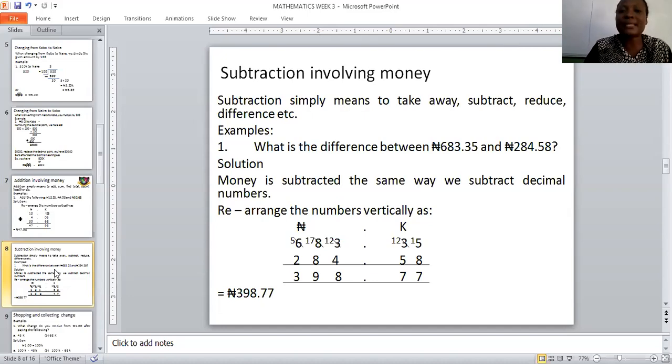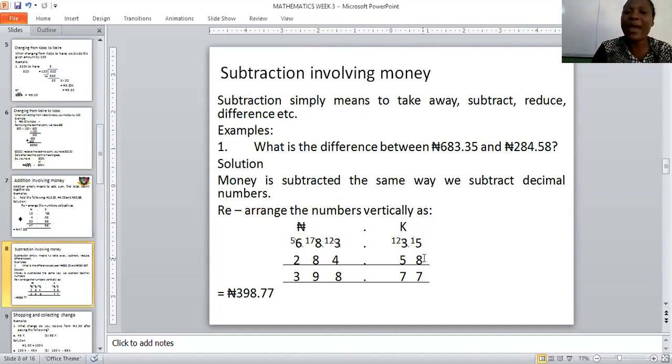683 naira 35 kobo and 284 naira 58 kobo. Money is subtracted the same way we subtract decimal numbers. And the rule is to rearrange the numbers vertically. Always observe your decimal points in order to arrange the digits very well. So we have naira and kobo going by this vertical method: 683 naira, 35 kobo, 284 naira, 58 kobo.